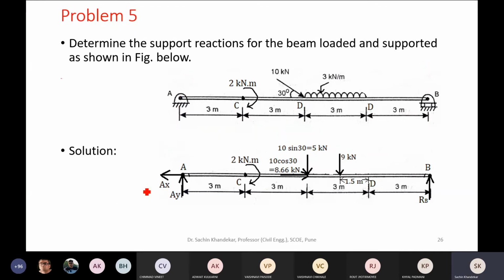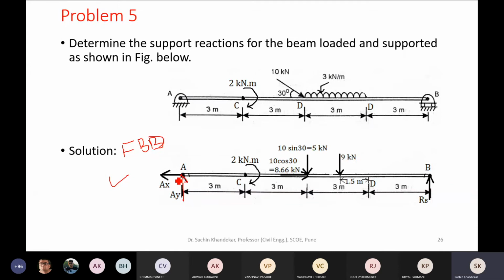Question is to determine the support reactions. So to determine support reaction, first of all, we have to draw the free body diagram of this entire beam. And I have drawn it here, okay? FBD. As A is a hinge support, so there will be two reactions, okay?